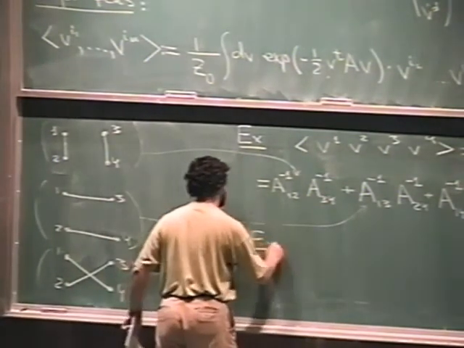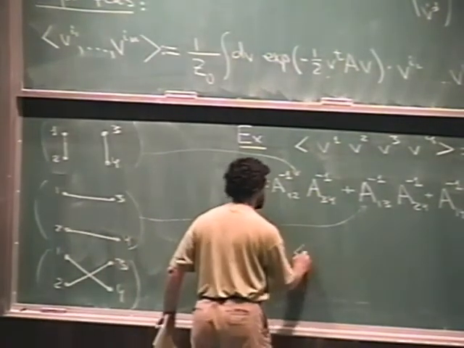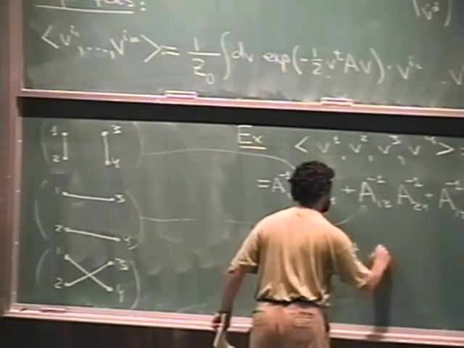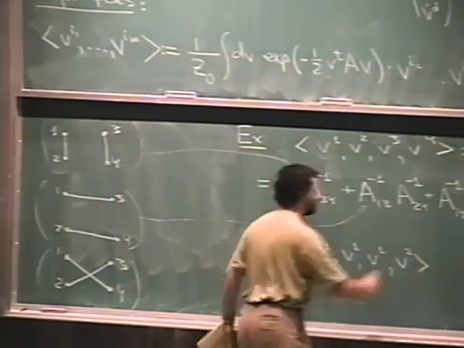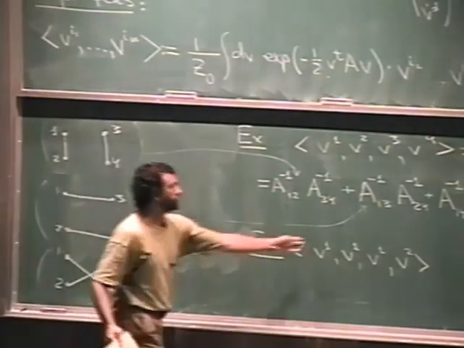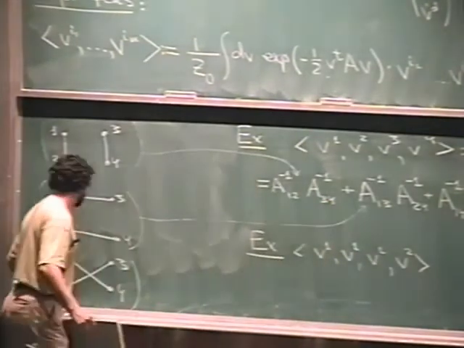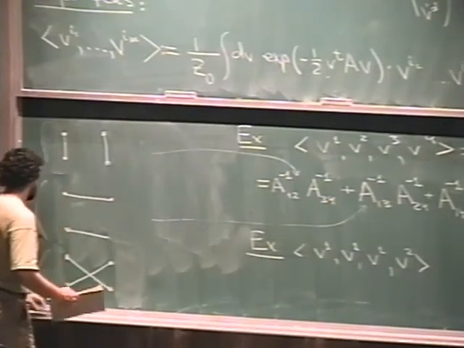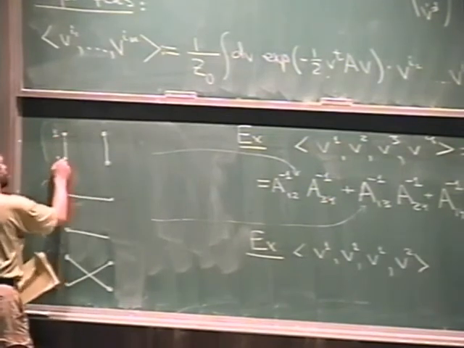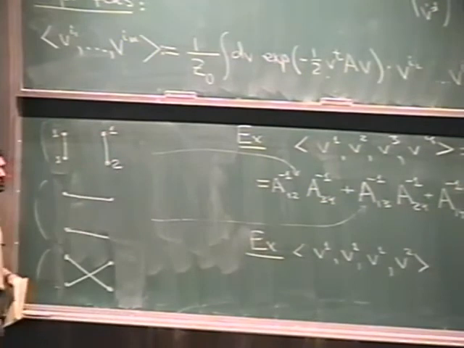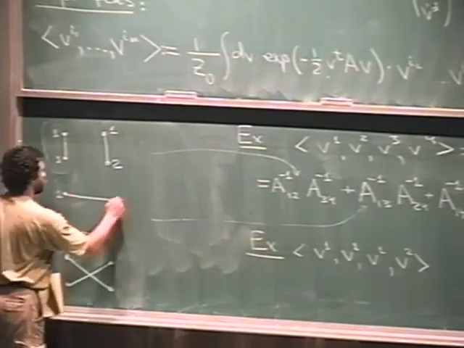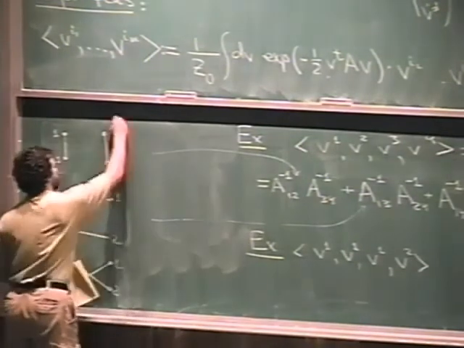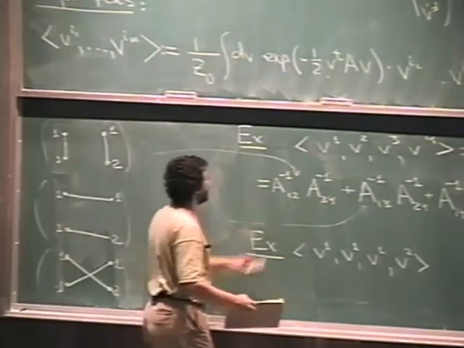Now let me do a very similar example, only I will take the same V1 three times: V1, V1, V1, and V2. Again, I will look at all ways to pair these indices. So now I have almost the same pictures, only now three of my 4 points are labeled by 1, and only the fourth is labeled by 2. I will draw again the same pictures, but now notice that I can draw it differently.